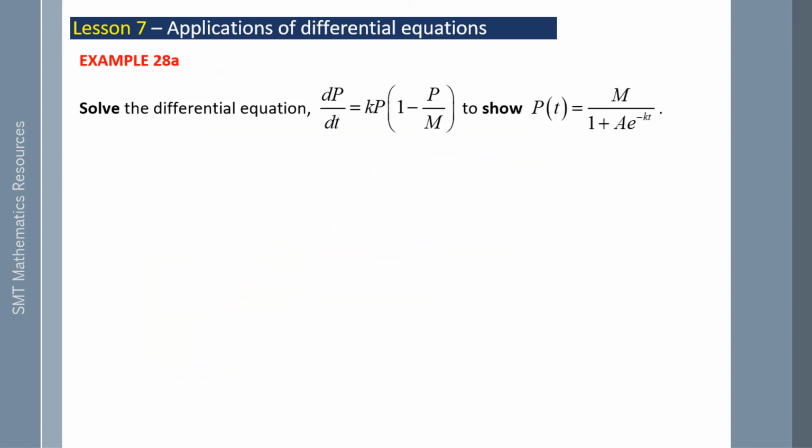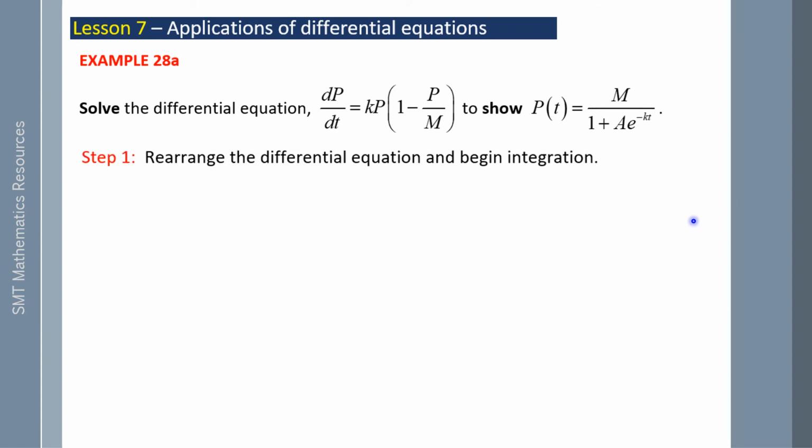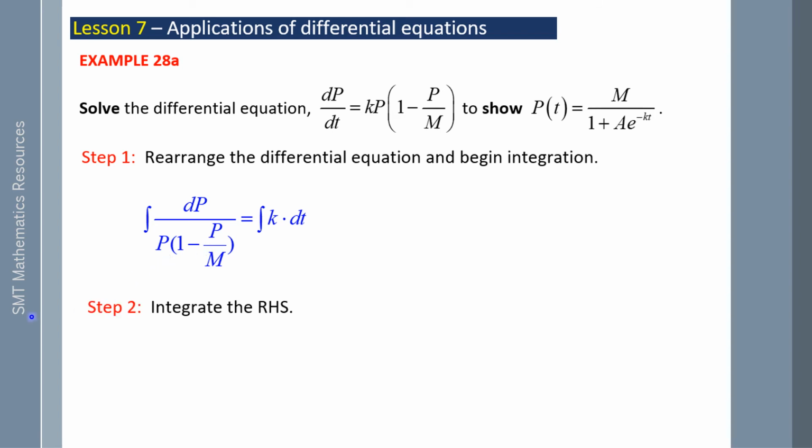Example 28a. Solve the differential equation to show that P(t) equals m over 1 plus Ae to the negative kt. Rearrange the differential equation and begin integration. That is, we're going to rearrange it by separating the variables. So we've divided both sides by 1 take p over m, and then we've multiplied both sides by dt. So the right side's pretty easy. The left-hand side, we're going to have to use a combination of techniques to integrate. Step 2 is to integrate the right-hand side with respect to t. Hence, that is kt plus c.